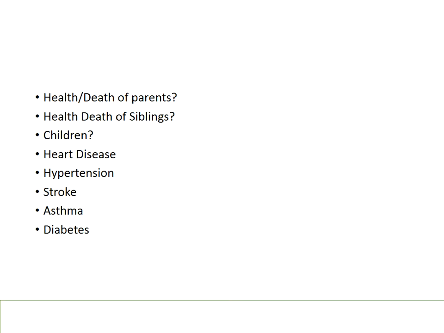Other family history depends on how old these people are, whether their parents are alive, whether they are healthy, and if they have died, did they die of old age, or of anything particular at a younger age, which might have a familial link. Same for siblings. Do they have any children? And whether any of these things run in their family: heart disease, hypertension, stroke, asthma, or diabetes.